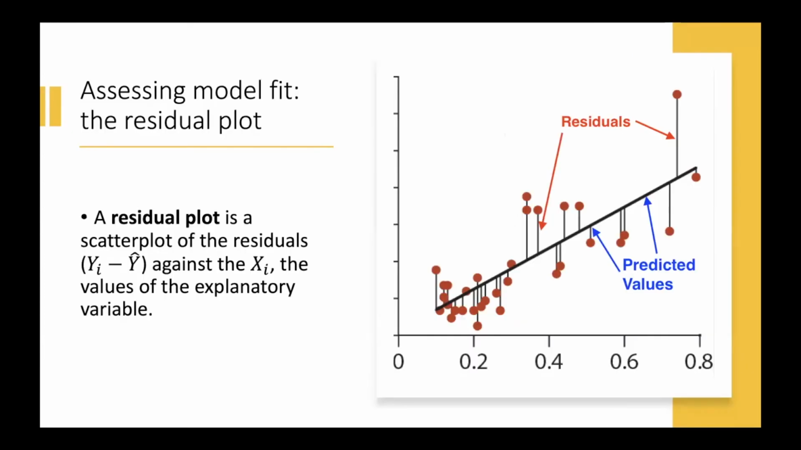Now, one of the most useful ways to assess the assumptions of regression is to perform what's called a residual plot, where we simply plot the relationship between our residuals and the values of the explanatory variable. So if you recall then, the residuals are just the deviations between the observed values and the fitted values that fall right along the line.